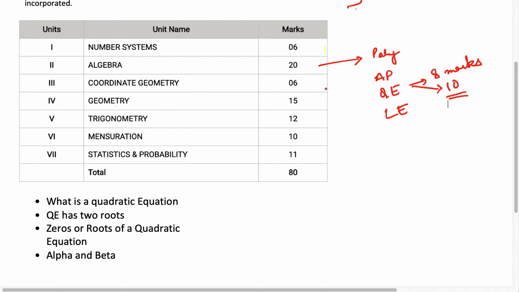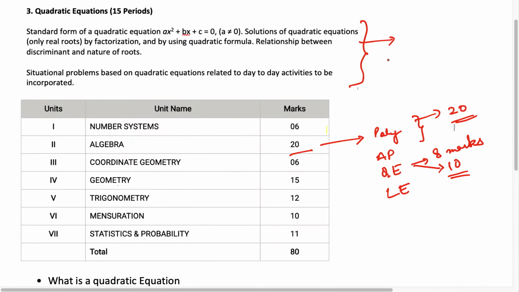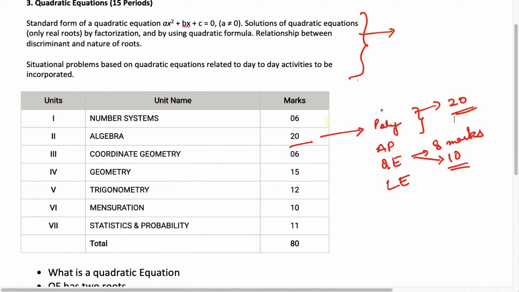But the concepts of quadratic equations are extremely important for you to understand. Quadratic equations, linear equations, AP and polynomials, all four together constitute roughly 20 marks in the overall syllabus. So let's start studying this one. I thought it is much better to understand the importance, the weightage, and the syllabus of class 10th quadratic equations before we actually start solving questions around it.